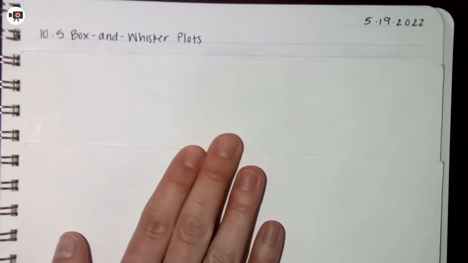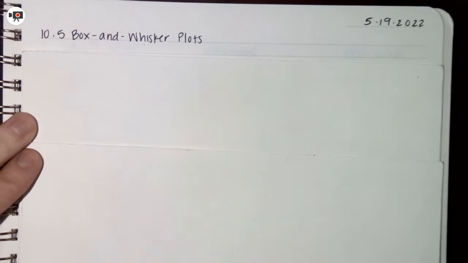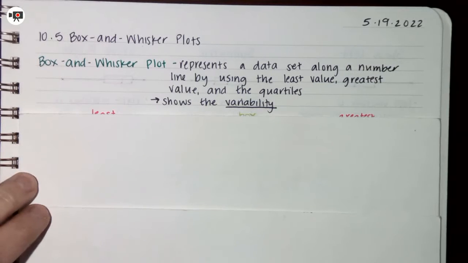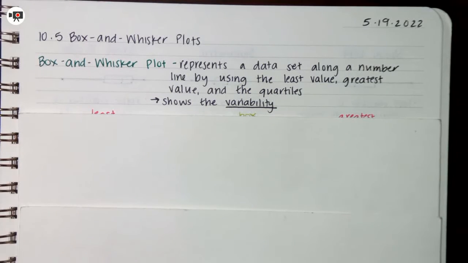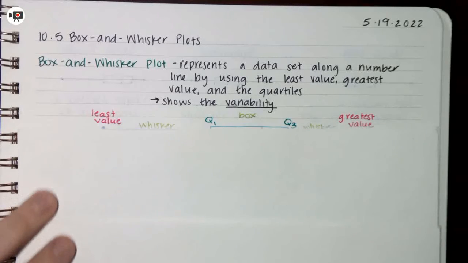This is 10.5, Box and Whisker Plots. A box and whisker plot represents a data set along a number line using the least value, greatest value, and the quartiles. It shows the variability.